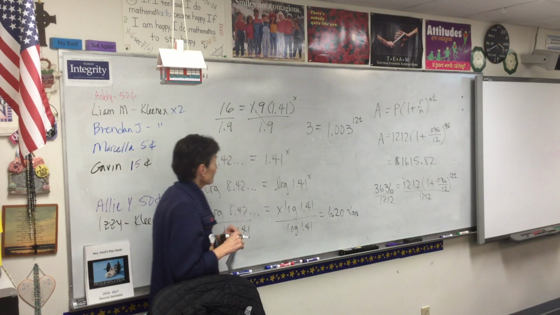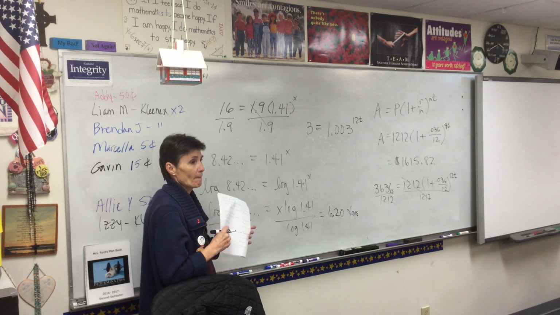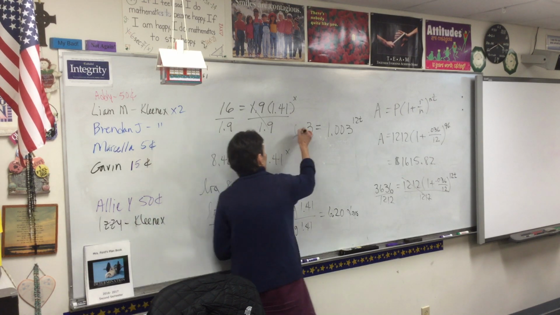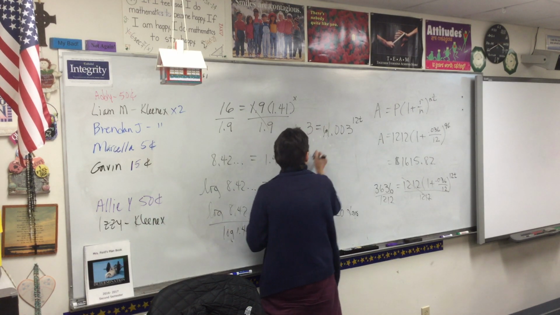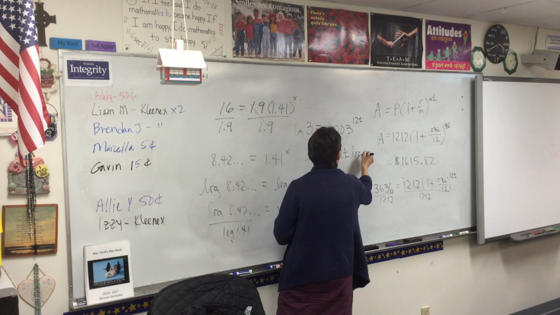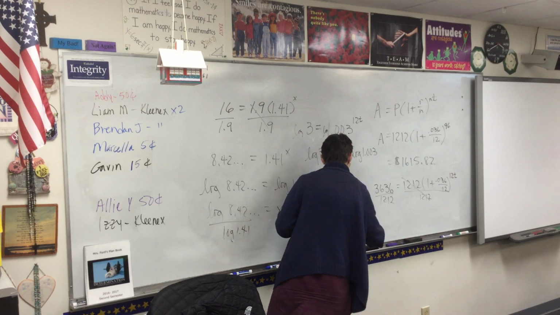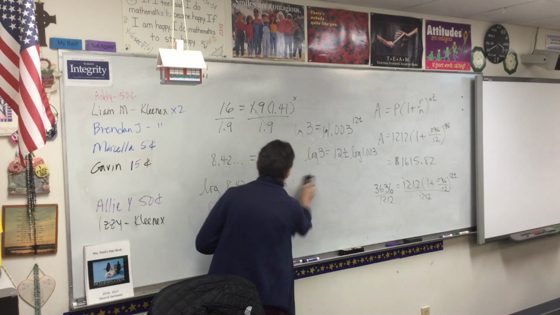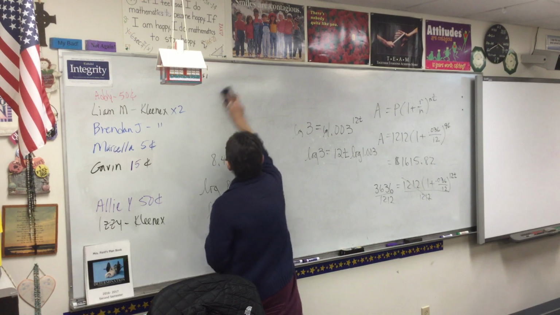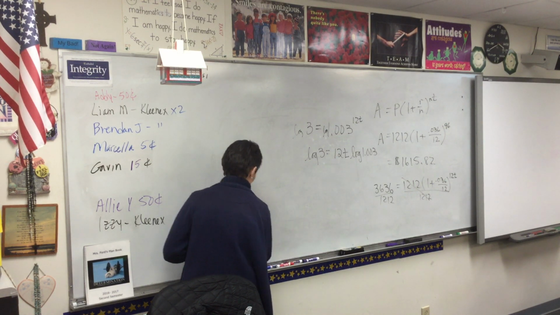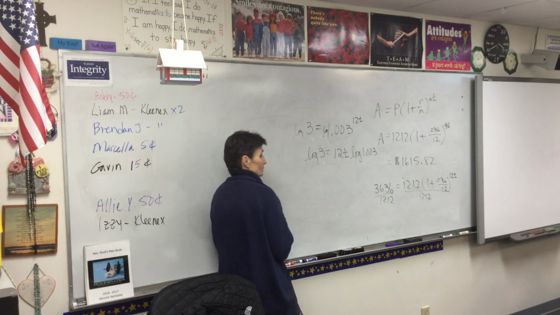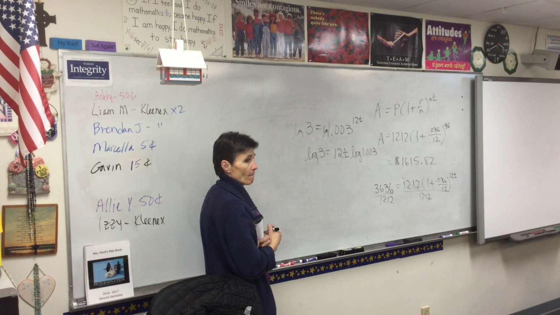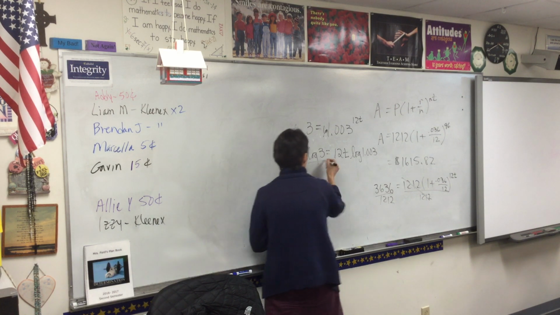What? All right, what happens now? What am I going to do? Log both sides? So the log of 3 equals 12t log 1.003. Now what? Divide by log 1.003.